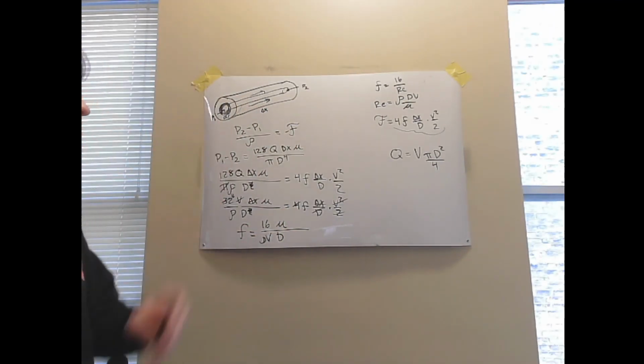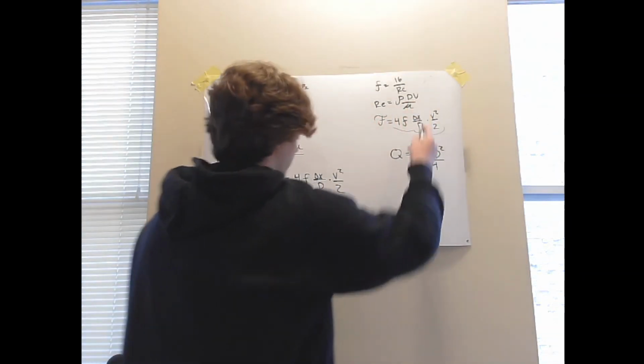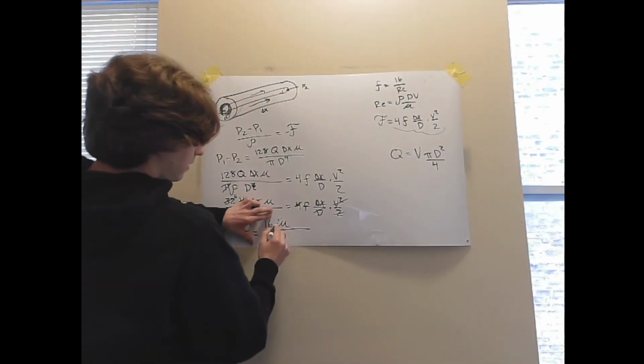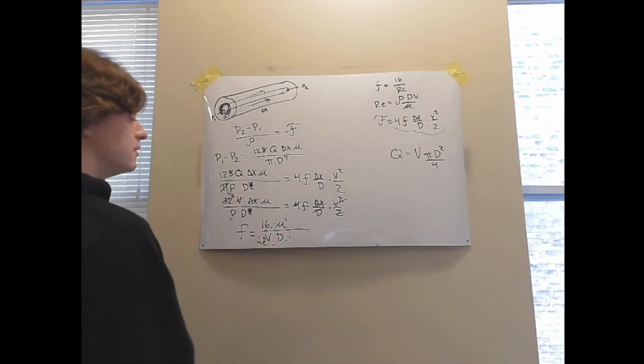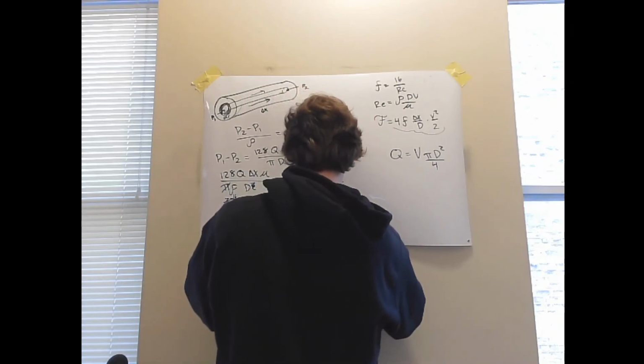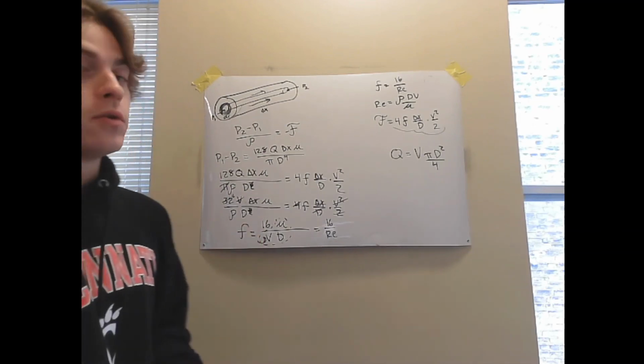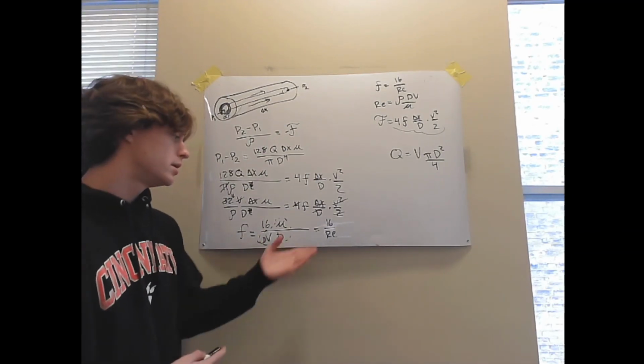And now I have Reynolds number written over here, and that is rho dV over mu. Well, here we have the inverse of Reynolds number, which is mu over rho dV. So we can rewrite this as 16 over the Reynolds number. So the fanning friction factor for laminar flow in all cases is 16 over the Reynolds number.